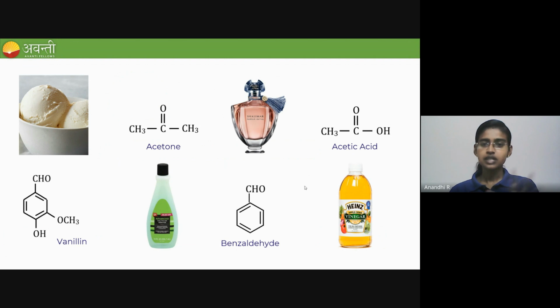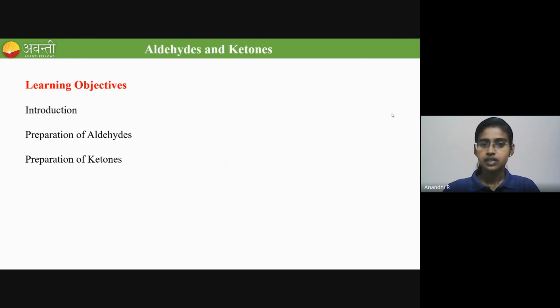Okay. So something is common for all the four compounds. What is that? Can you find out? Yes, it is the C double bond O present in all the compounds. You can see here in the CHO, C double bond O is present, and in acetone, C double bond O is present here, and in benzaldehyde, it is present in C double bond OH, and in acetic acid, it is C double bond OH. So today we are going to deal with the aldehydes and ketones. Under this, we are going to see introduction, preparation of aldehydes and preparation of ketones in today's class.